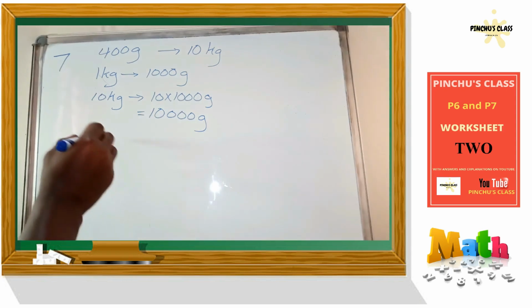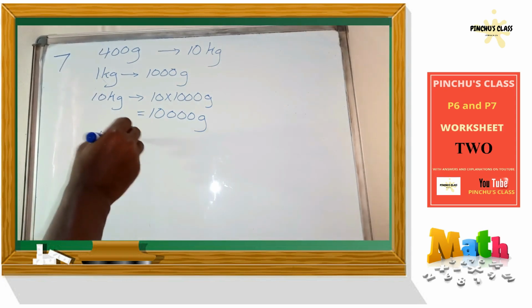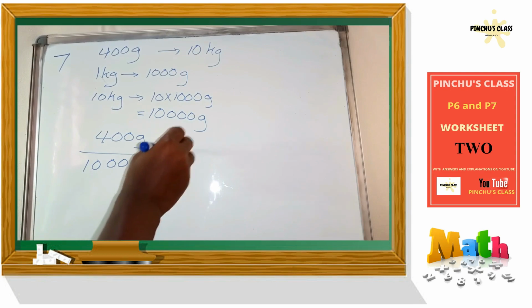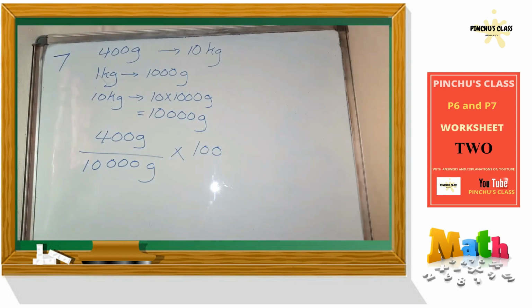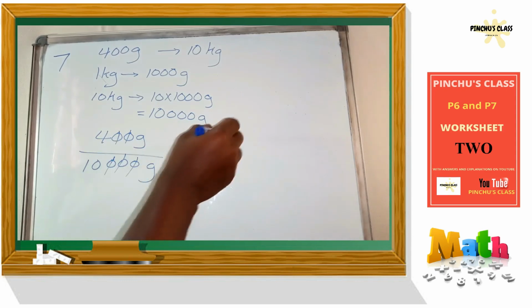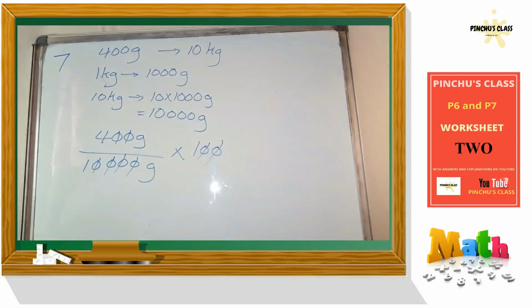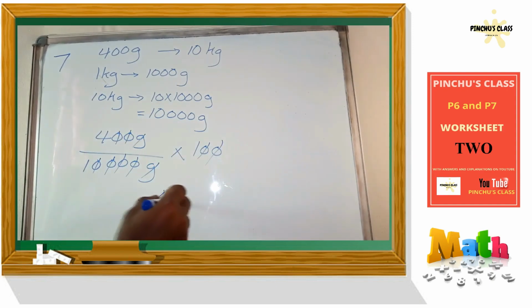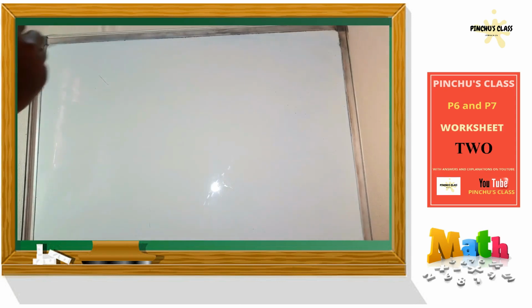So it will be 400 grams out of 10,000 grams times 100, because we are changing it to percentage. So this and this cancel, this and that, and that and that. So our answer is going to be 4, because 4 times 1 is going to be 4%.